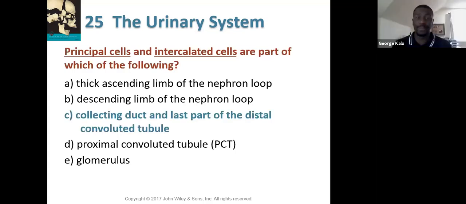So the principal cells and the intercalated cells, they're going to be found inside the collecting duct and the distal convoluted tubule. Okay. So that's going to be the regions where water reabsorption is going to be taking place. That's going to be the last place where water reabsorption can occur because of the action of ADH.